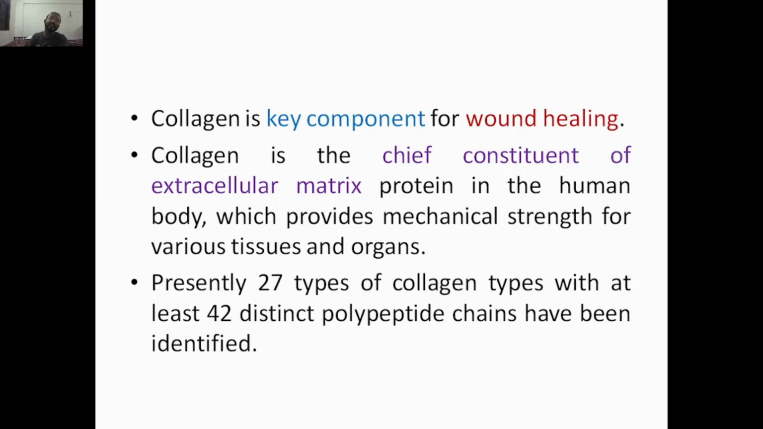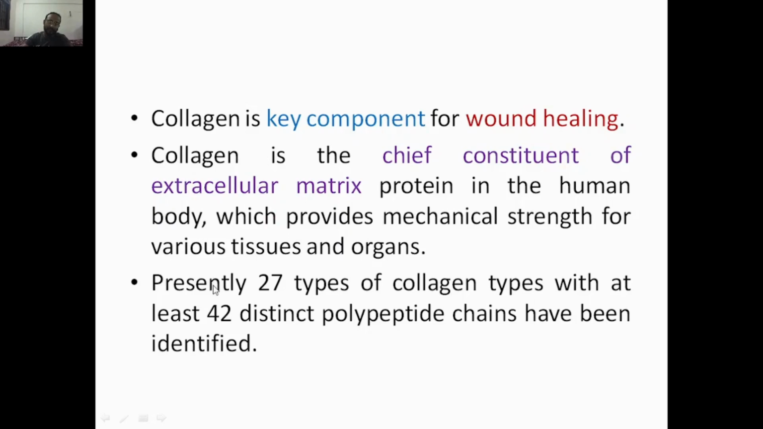Collagen is a key component of wound healing. Obviously, whenever wound healing is happening, collagen plays a very important role. So collagen is the chief constituent of the ECM. That means out of all the insoluble and soluble components, collagen is a major component in the ECM. It is the chief constituent of the extracellular matrix protein in the human body, which provides mechanical strength for various tissues and organs. So whatever ECM functions we have seen, the same functions will be assigned to collagen, because most of the ECM consists of collagen.